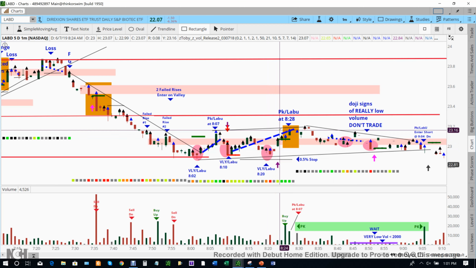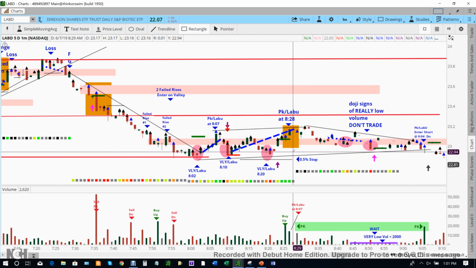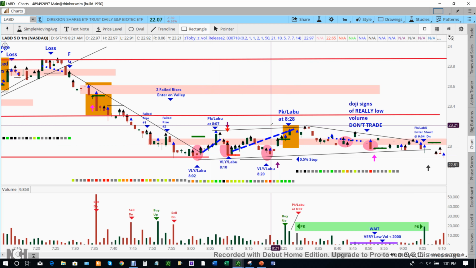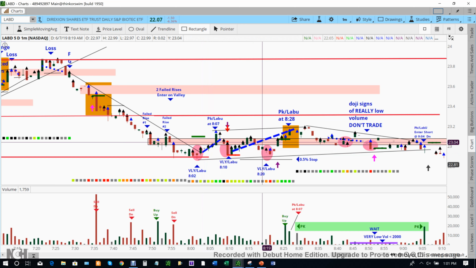So let's just say a 20 cent gain. If you did 1,000 shares of this stock, you would make $200. So from 8:03, in half an hour, you'd have made roughly $350 in half an hour. That's pretty cool.